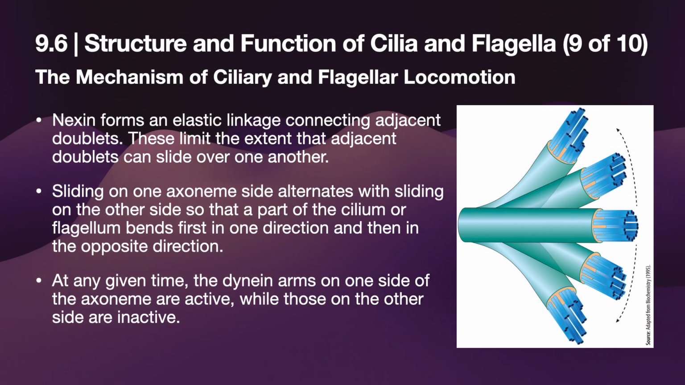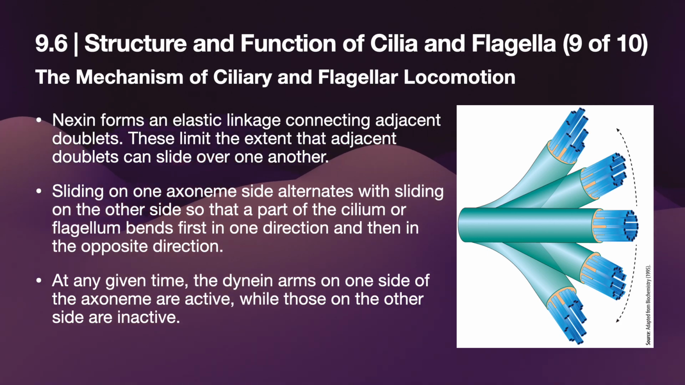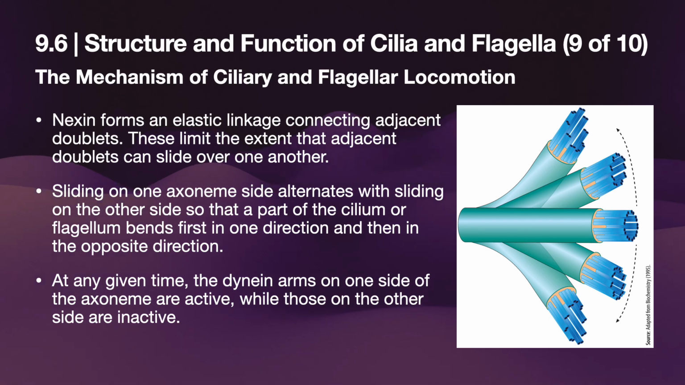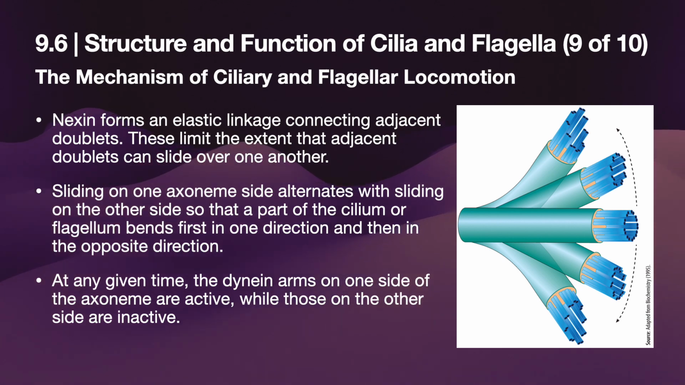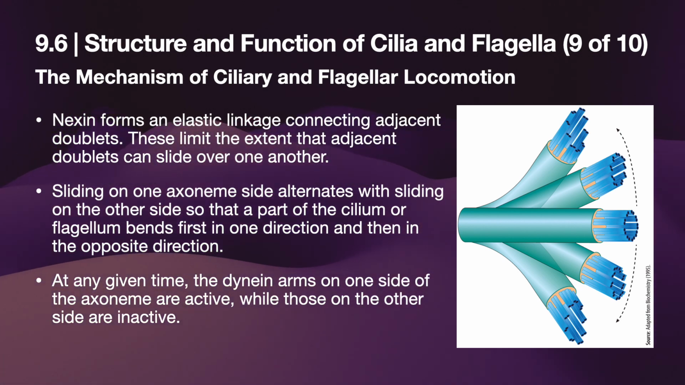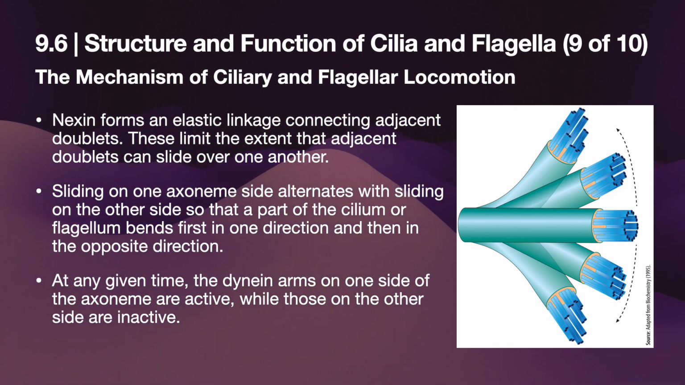Nexin forms an elastic linkage connecting the adjacent doublets, and this limits the extent that adjacent doublets can slide over one another. Sliding on one axoneme side alternates with sliding on the other side, so that a part of the cilium or flagellum bends first in one direction and then in the opposite direction. At any given time, the dynein arms on one side of the axoneme are active, while those on the other side are inactive.